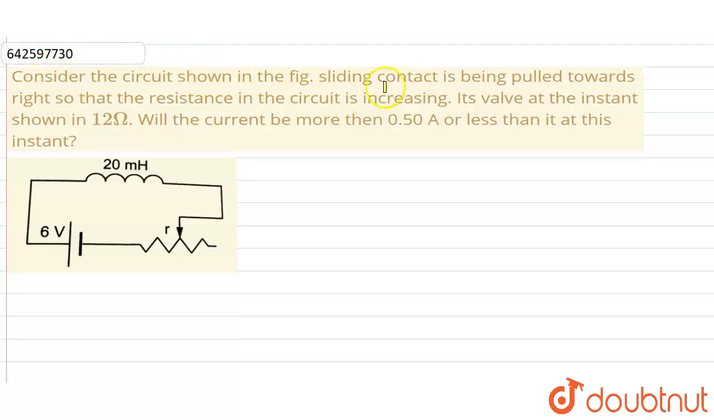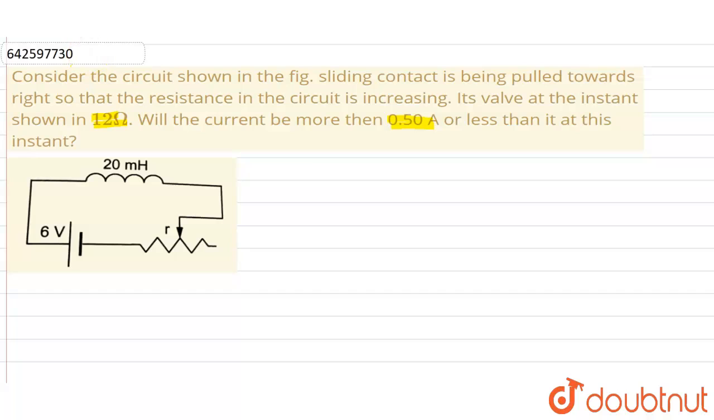Hello everyone, so our question is, consider the circuit shown in the figure. Sliding contact is being pulled towards right so that the resistance in the circuit is increasing. Its value at the instant is 12 ohm. Will the current be more than 0.5 ampere or less than it at this instant?